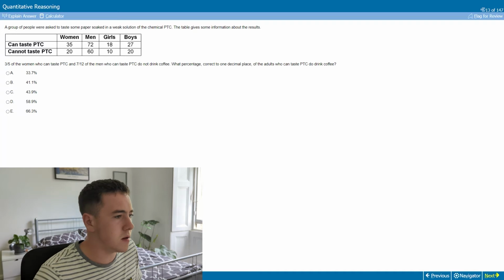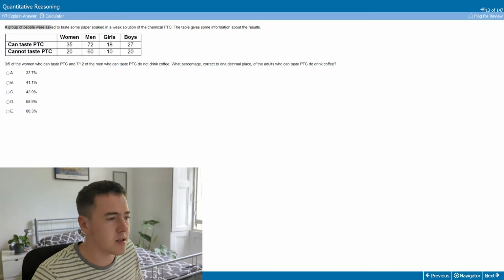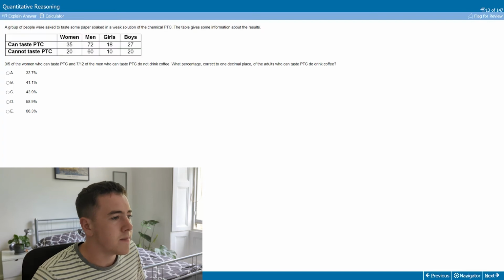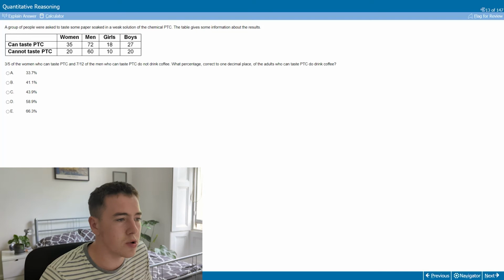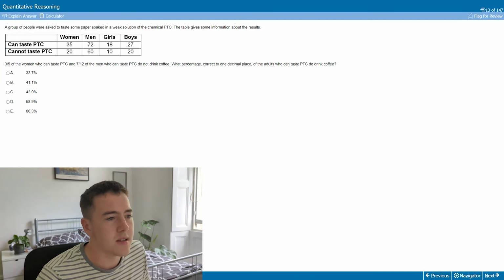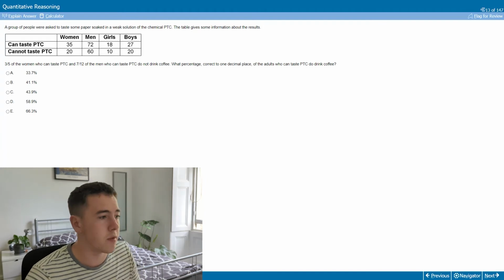Right. A group of, what question am I on? 13. I'll get to 15, or I'll get to the end of this, or 16, whatever it'll be. A group of people were asked to taste some paper soaked in a weak solution of PTC. The table gives some information, right? So we've got women, men, girls, boys who can taste this and cannot taste this. This looks fine again, there's not too much information.